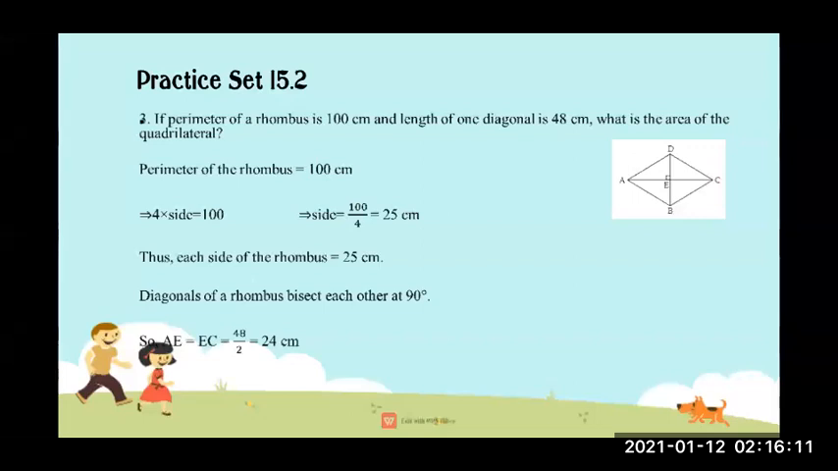Diagonals, I have cut it down. And in the middle, the right angle symbol. And in the center, I have written point E. In the same way, you have to make a diagram of a rhombus. You have to name all the things.